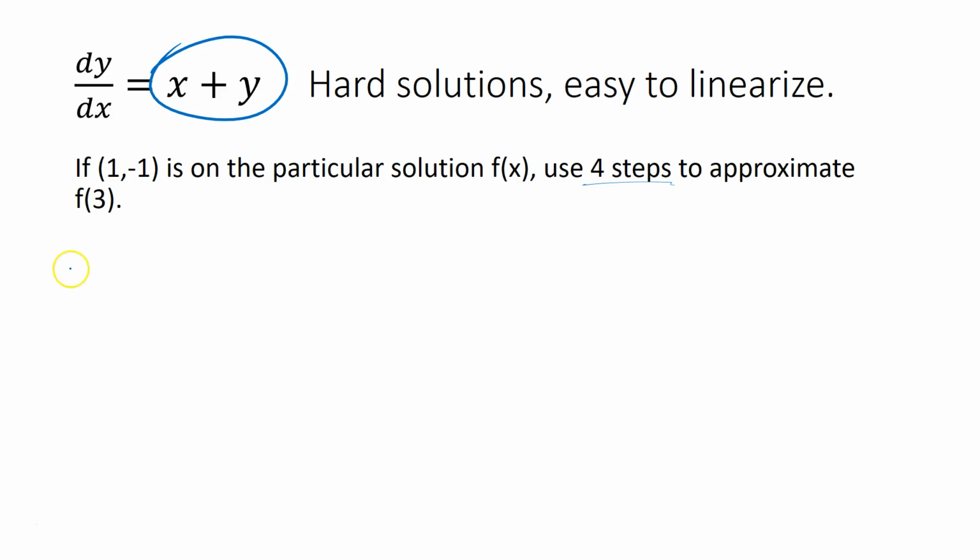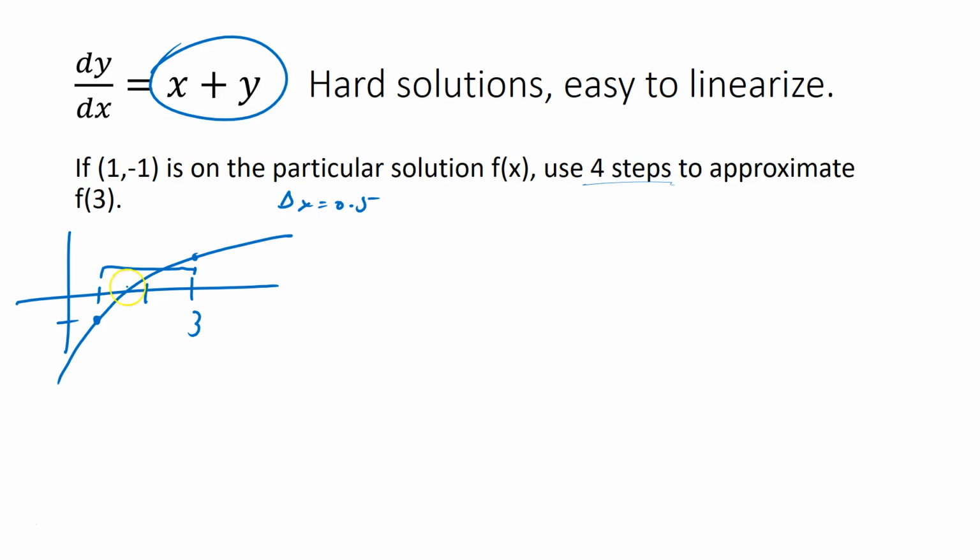So let's draw what's going on. I don't know what the curve looks like, but they tell us 1, -1 is on the curve. Let's say the curve is increasing and concave down. I don't know if it is or not, but maybe it is. They want us to find f of 3. Here's 3. They want us to approximate that using 4 steps. So if we're going a total distance of 2 x units using 4 steps, then our delta x is going to be 0.5. So we move 0.5 every time: 0.5, 0.5, 0.5, 0.5. And what we want to figure out is what approximation we get for f of 3 when we use tangent line, tangent line, tangent line, tangent line.